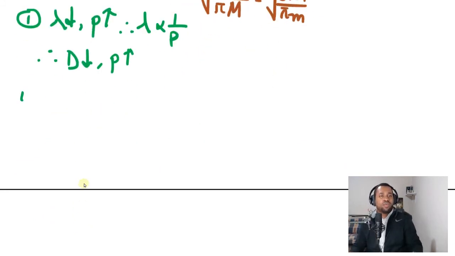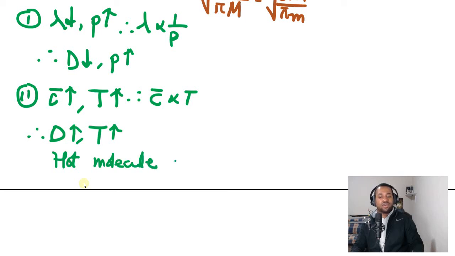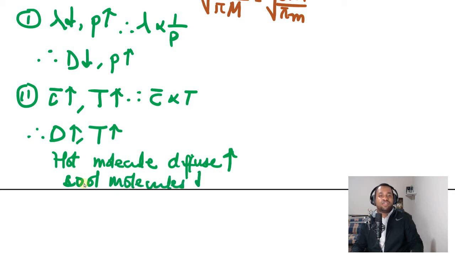Secondly, we have the other one which shows our relationship between the mean speed and the temperature, where we know that as the mean speed increases, we have an increase in temperature. Therefore, our mean speed is directly proportional to our temperature, and as a result, connecting this to our diffusion coefficient, it increases with increasing temperature. Therefore, a hot molecule will diffuse faster than cool molecules. This is quite interesting to see, and how we are able to connect our mean speed with temperature and overall to the diffusion.